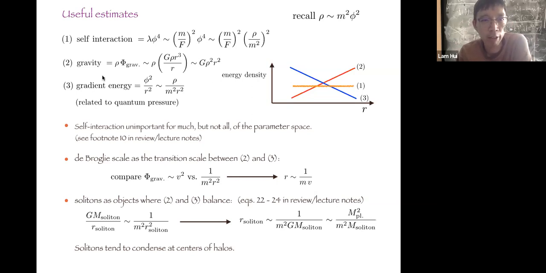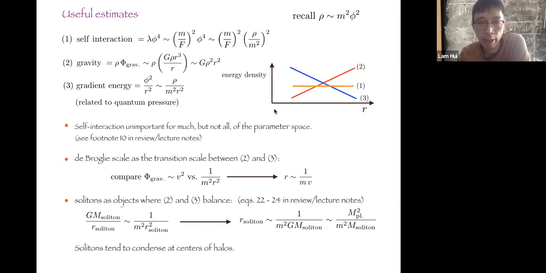And lastly, radiant energy, I just replaced phi squared over r squared. Again, using the fact that rho is m squared phi squared, written like so. All right. And here is my little cartoon. It's actually a helpful way. I find it a helpful way of thinking about what's going on.